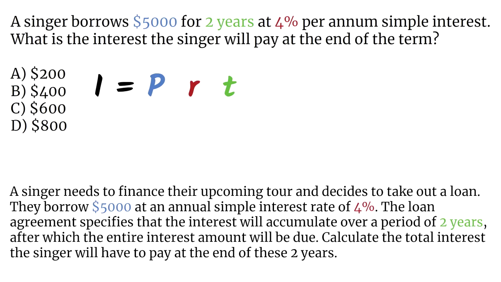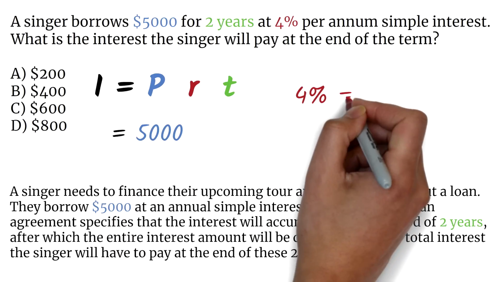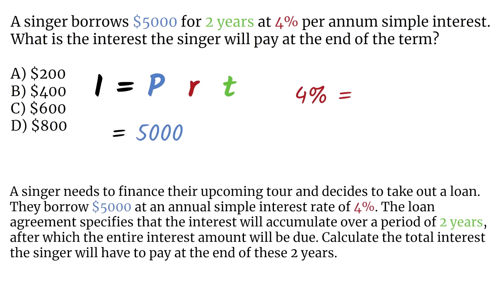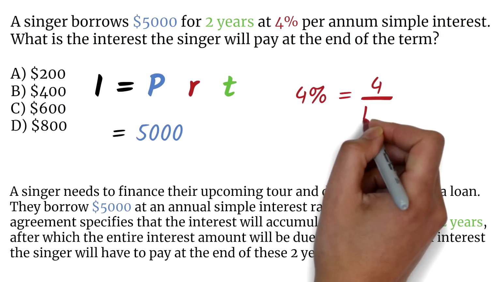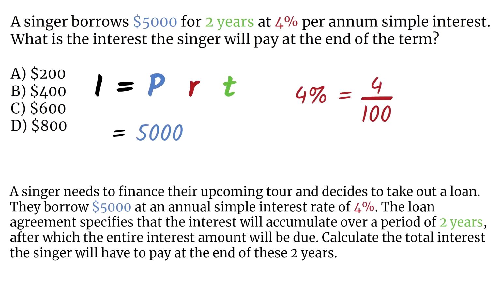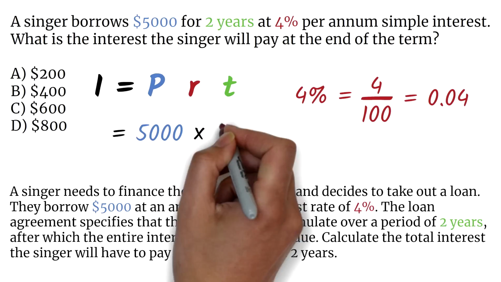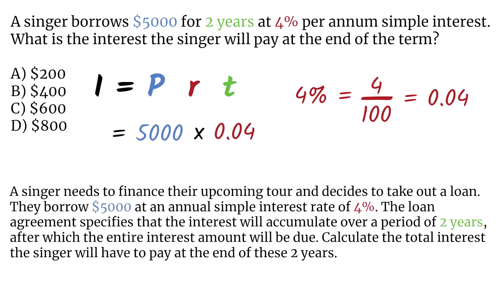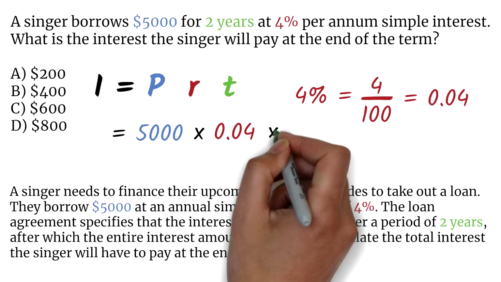Let's solve it. Here, the principal is $5,000. The rate is 4%. We convert it to the decimal form. 4% is 4 over 100. This is the same as 0.04. So we multiply this by 0.04. The time is 2 years, so we have times 2.